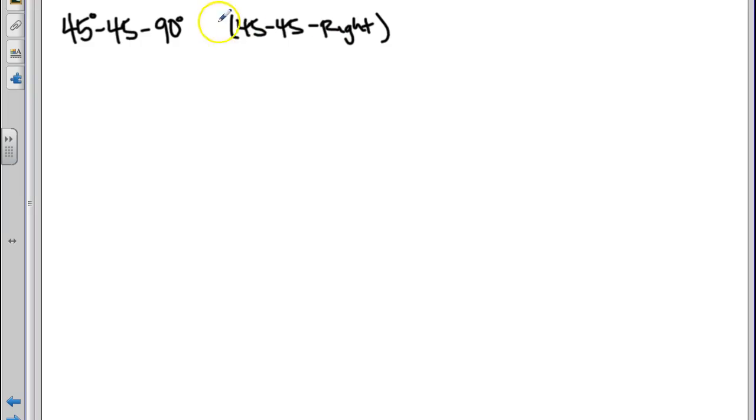All right, so first of all, there are two special right triangles that I want to talk about today, and one of them is the 45-45 right triangle. So that means angles are 45 degrees, 45 degrees, 90 degrees. You'll hear me say 45-45 right triangle. Know that I'm talking about a right triangle that has angles of 45 degrees, 45 degrees, and 90 degrees.